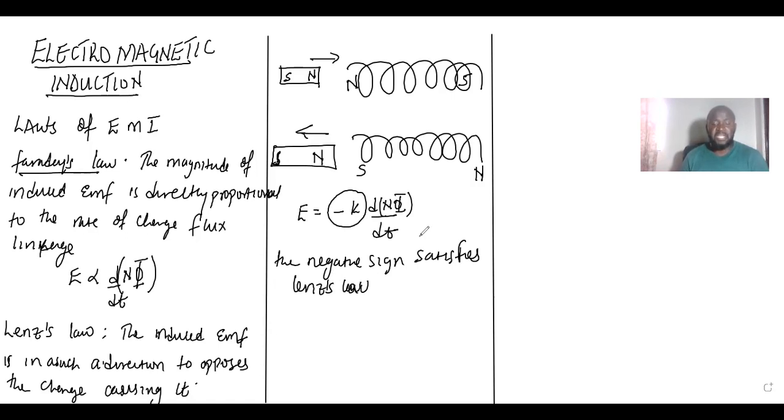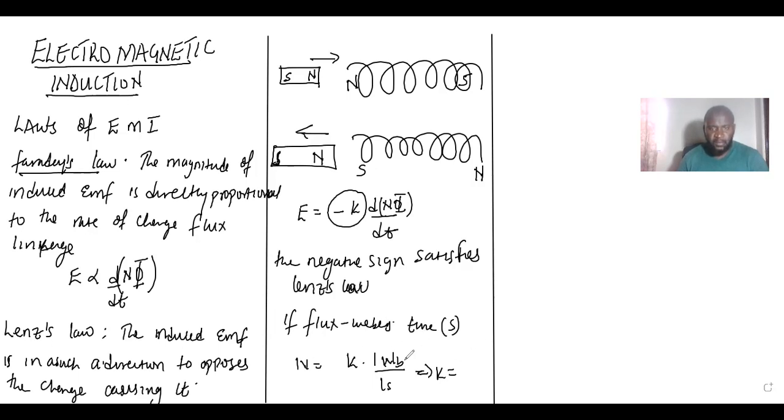If the flux is measured in Webers, time in seconds, and EMF in volts, then 1 volt is equal to K times 1 Weber divided by 1 second. So the SI units of K become volts.